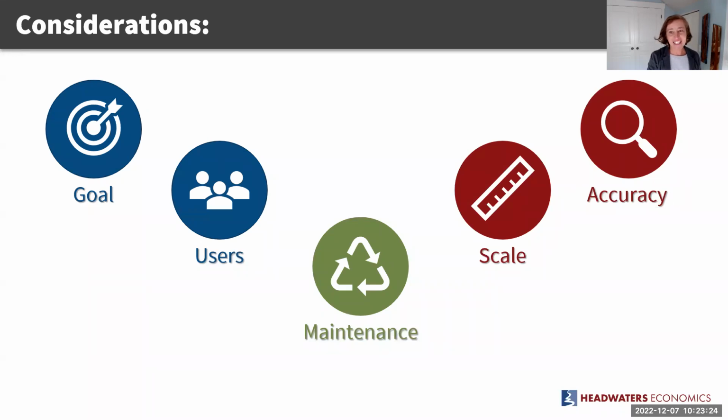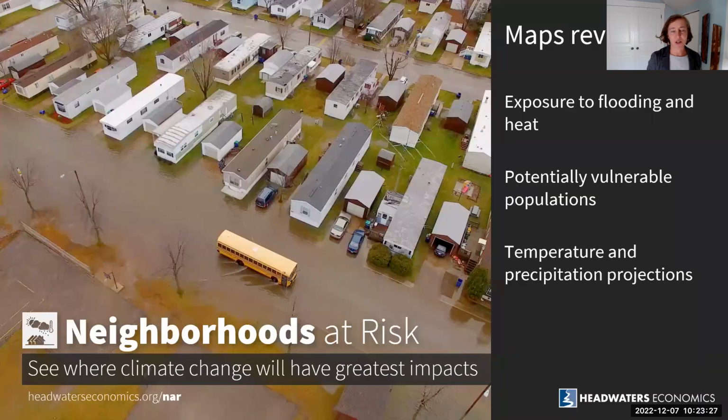So I'm excited to dig in now to our Neighborhoods at Risk tool, which we really created to help communities see where climate change will have the greatest impacts. Not only where exposure to the physical consequences of climate change, like flooding and heat, are going to be the greatest, but also where climate change will have disproportionate impacts on people. For example, people with limited mobility, like the disabled and senior citizens, might not be able to evacuate in the event of a climate emergency.